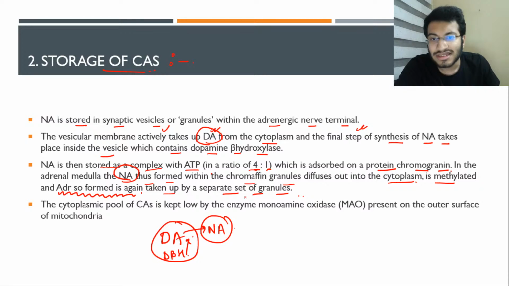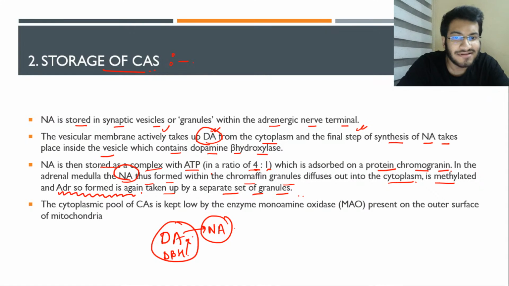So Na is stored in the synaptic vesicles or the granules within the adrenergic nerve terminal, and the vesicular membrane actively takes up the dopamine from the cytoplasm, right? And the final step is the synthesis of Na, and basically what happens is dopamine enters the vesicle with dopamine beta hydroxylase. And what is happening here? Dopamine will react with the dopamine beta hydroxylase, and it will get converted to Na. And in all of the body, dopamine will be converted to Na, and Na will do its work.